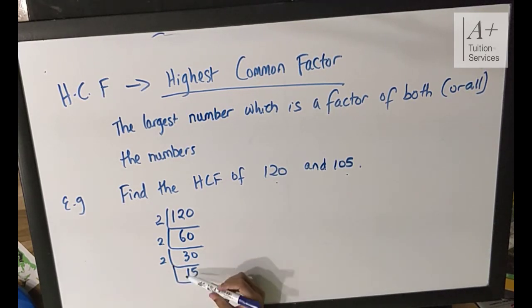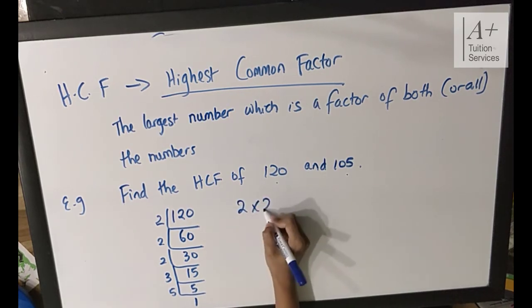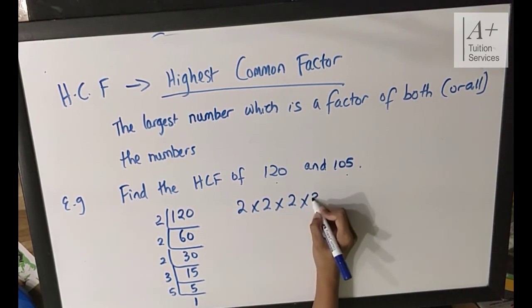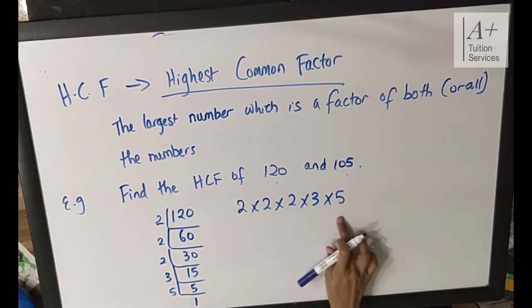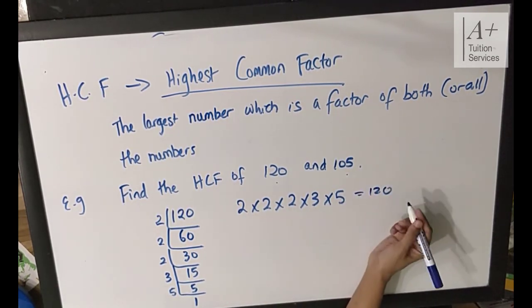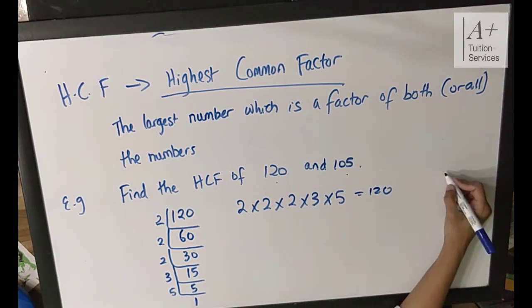What can divide into 15 to give us no remainder? We can say 3, right? 3 into 15 is 5, and then we can say 5 into 5 is 1. So we always break it down to get back 1. So the numbers are 2 by 2 by 2 by 3 by 5 to give us 120. If we multiply that, we're going to get 120. Right? Now let's do the same for 105.